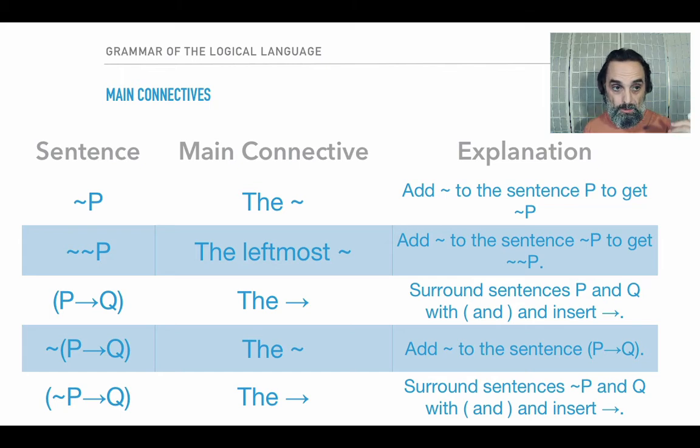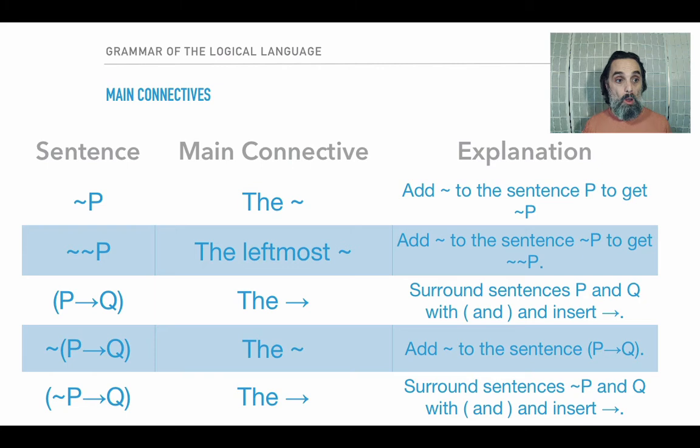So here's a chart. We have the sentence negation P. What's the main connective? Just the negation. Why? Because that's what we add to the sentence P to get the sentence we're looking at. How about the sentence not not P? Well, in that case, it's the leftmost negation. And why is that? Well, because to build the sentence negation negation P, we add that leftmost negation to something else, namely negation P. Okay? How about P arrow Q? What's the main connective? It's the arrow. Why? Well, because we add the arrow to P and Q to build that sentence we're looking at.